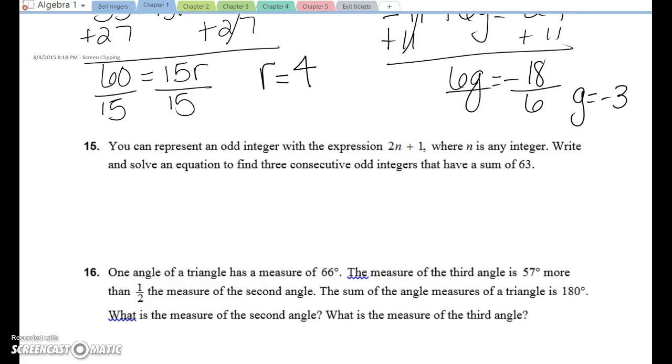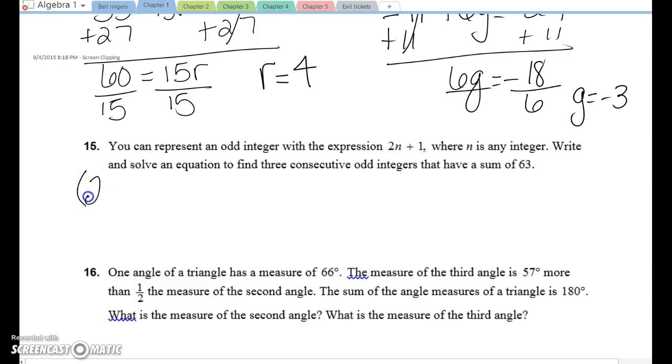You can represent an odd integer with the expression 2n plus 1, where n is any integer. Write and solve an equation to find 3 consecutive integers that have a sum of 63. So consecutive, remember, means right next to each other. So 2n plus 1 is the expression. Okay. Now I'm not expecting you to know this right off the bat here, but let's look at this problem.